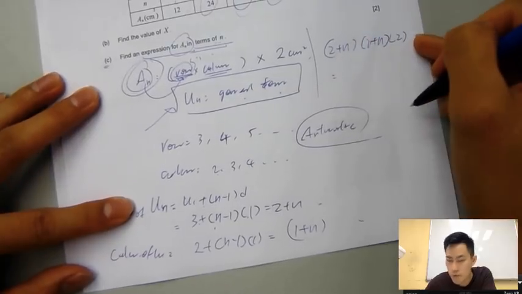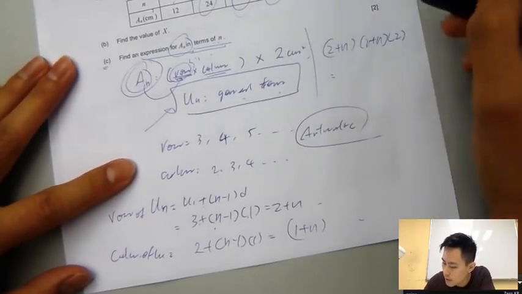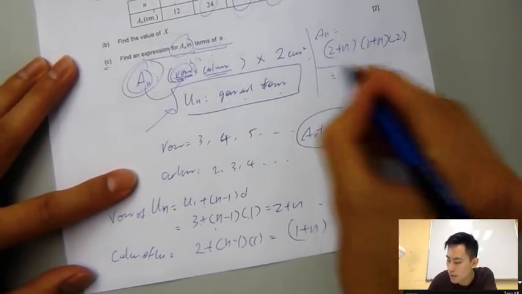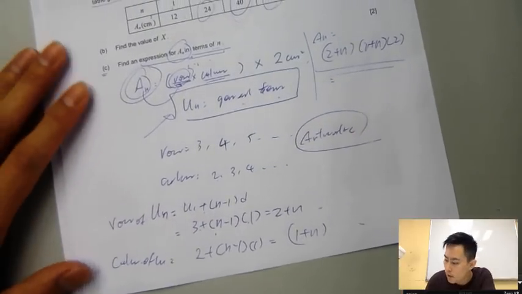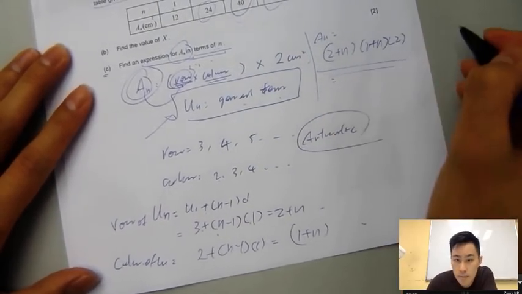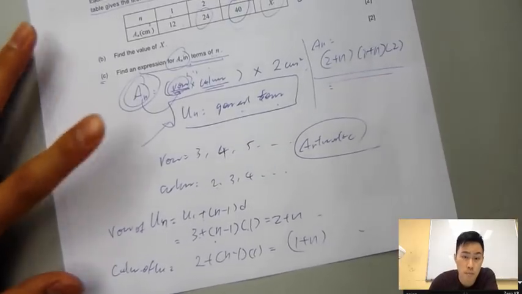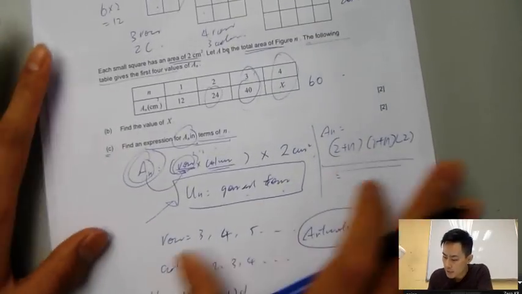Okay, so of course you can simplify that. But you can just keep it like this. An is equal to this, right? So in a factorized form, yeah. Or you can open all the brackets up. Okay, but that won't earn you any extra mark. Yeah. So that's it for part 1.